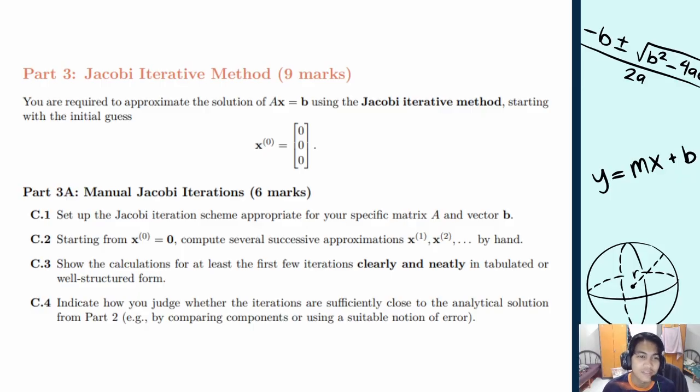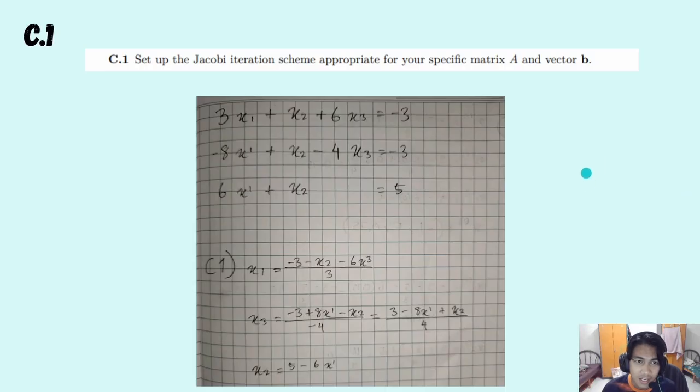Now, for my part, I will present about using the Jacobi iteration method in this problem. First, C1. As you can see, we need to set up the Jacobi iteration for the specific matrix A and vector B. First, we already have matrix A and vector B. This is matrix A, then this is vector B.